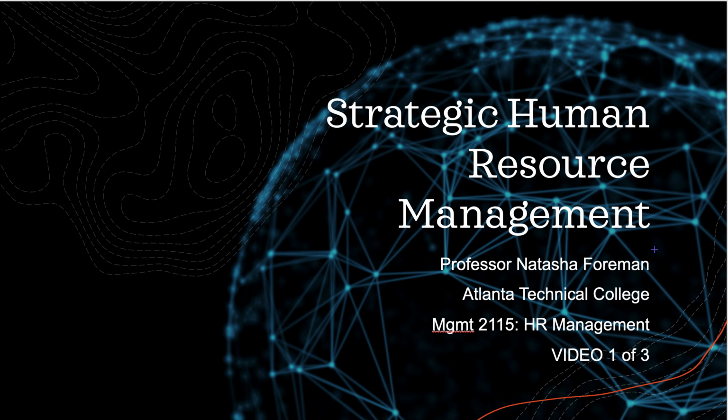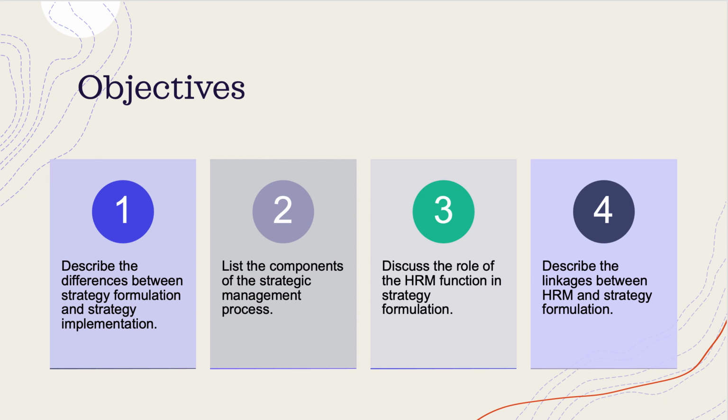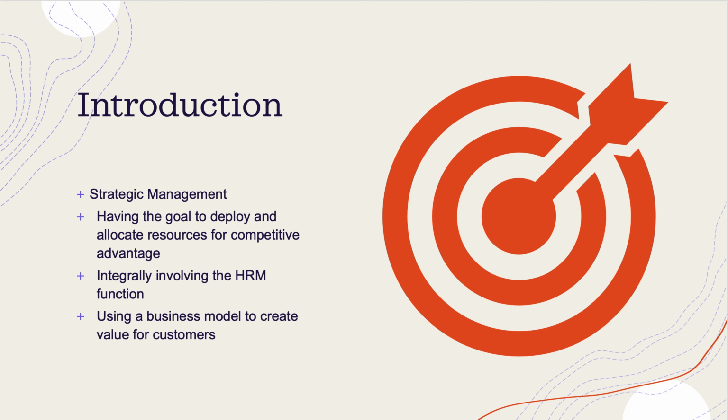Team, this is Professor Foreman, and this is video 1 of 3 as we look at strategic human resource management. The objectives for these videos: by the time you're done, you should be able to describe the differences between strategy formulation and implementation, list the components of the strategic management process, discuss the role of the HRM function in strategy formulation, and describe the linkages between HRM and strategy formulation.